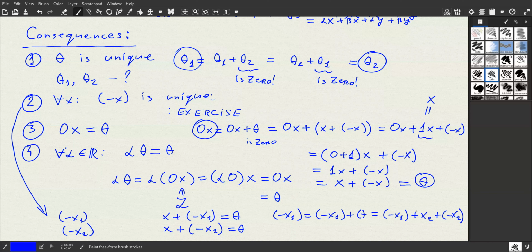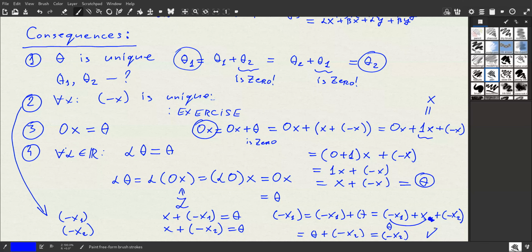It must be x plus minus x2. Yes, indeed, correct. X plus minus x2, correct. Now, x plus minus x1, because x1 is the negative of x, is theta. Therefore, we have theta plus minus x2, but because this is theta, then by axiom, this is minus x2. And we are done. Great.